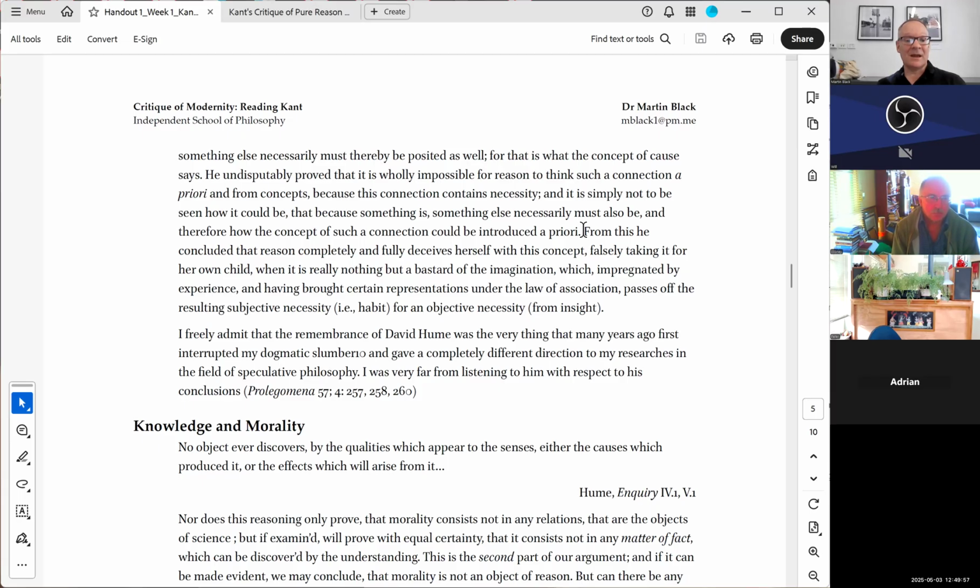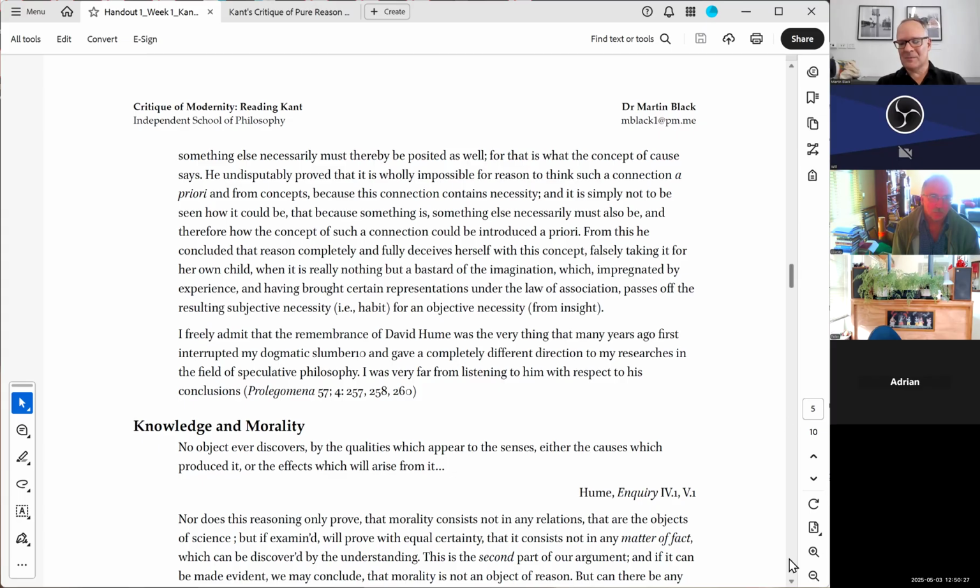Right. Now, in the next paragraph is the famous quote from the Prolegomena that is frequently cited in the textbooks. "I frankly admit that the remembrance of David Hume was the very thing that many years ago first interrupted my dogmatic slumbers and gave a completely different direction to my researches in the field of speculative philosophy, theoretical philosophy." I was very far from listening to him with respect to his conclusions, right? Because he wants to save science, right?